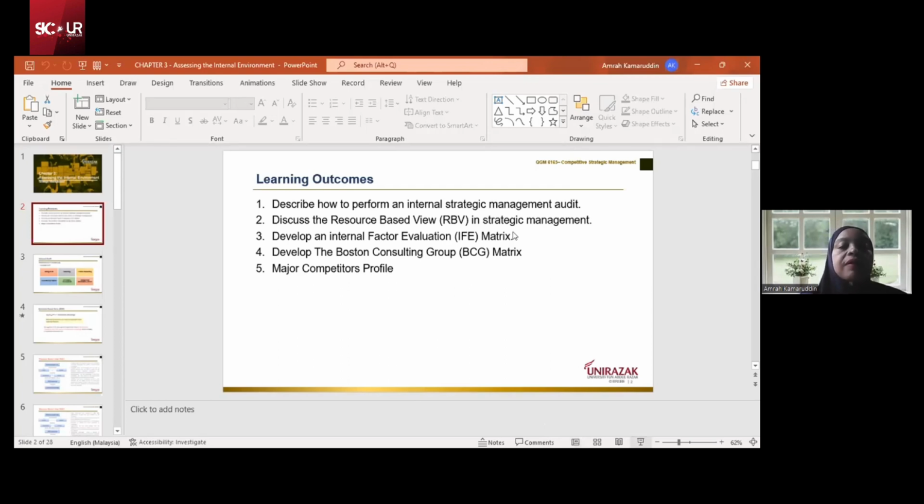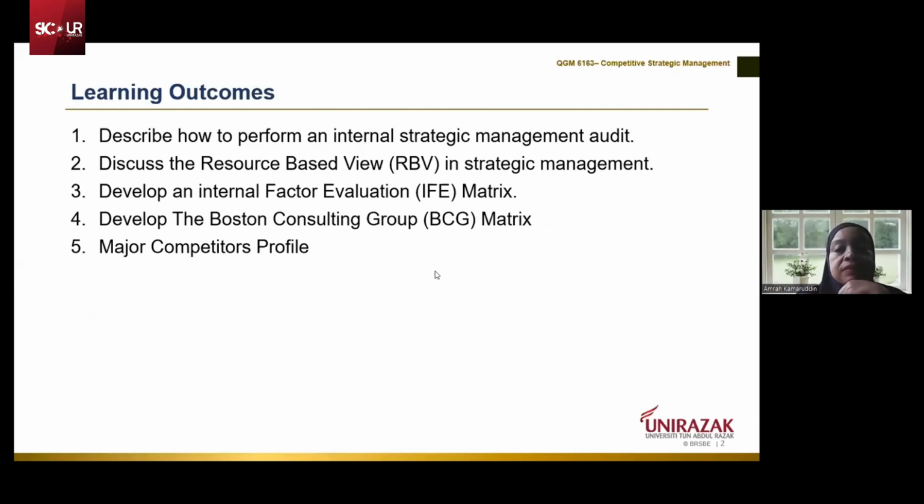Today's topic covers internal strategic management. Last week we covered the external audit. Sometimes they call it analysis, sometimes they call it audit. And RBV, if you are doing your thesis or dissertation, you can see that RBV is actually one of the elements, for example, if you want to look at the performance of the company, the internal audit.